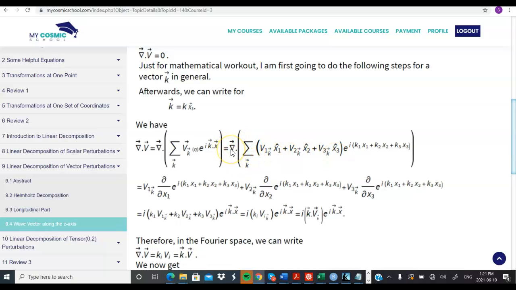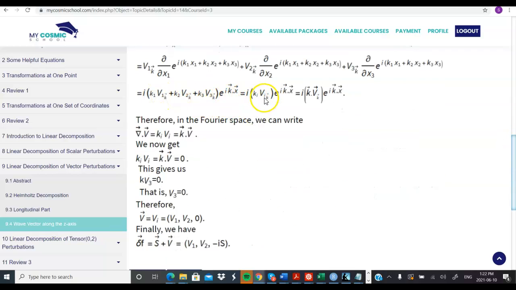So write this del vector as del over del x1 times the x1 unit vector, plus del over del x2 times the x2 unit vector, plus del over del x3 times the x3 unit vector, all plain vector calculus. Just apply the divergence here. You come to this step, and from here you see i k1 comes forward, here i k2 comes forward, here i k3 comes forward. You come to this, and then what is k1 v1, k2 v2, k3 v3? They are ki vi. So again, this is ki vi.